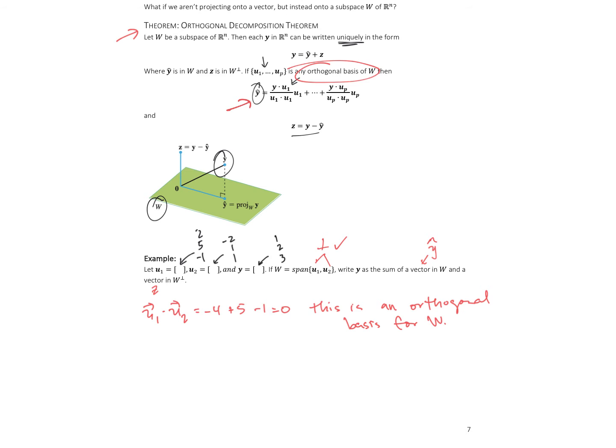So we're going to find our y hat. We find y hat by taking y, and we're going to have two of these terms. The first is y dotted with u1 over u1 dotted with itself, times the vector u1. These are all vectors, but you get the point.